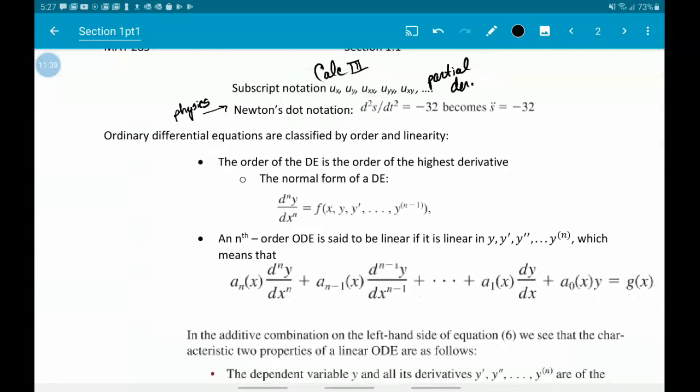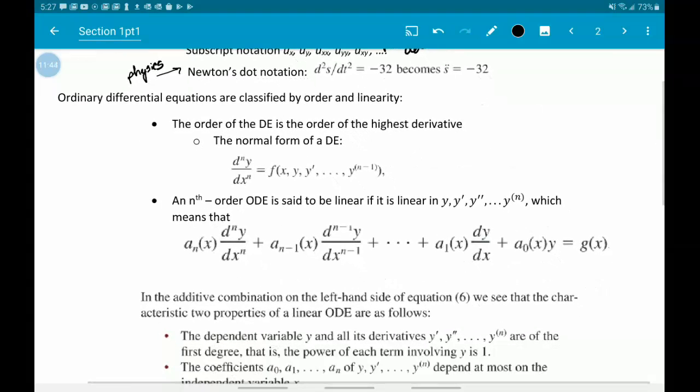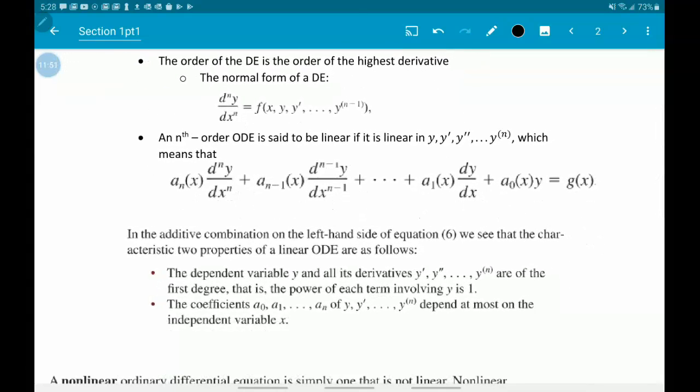So when we talk about ordinary differential equations, we want to classify by order and linearity. So the order, like we said before, is the order of the highest derivative. When we talk about an nth order ordinary differential equation, it's said to be linear if it's linear in y, y prime, y double prime, all the way up to that nth derivative. The format for an ordinary differential equation can be written this way. I like to call this standard form.